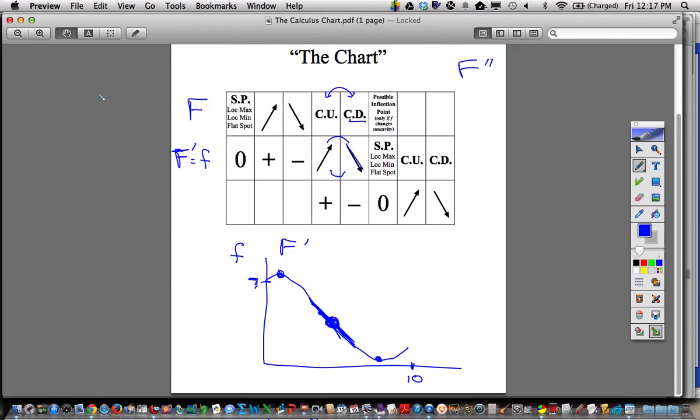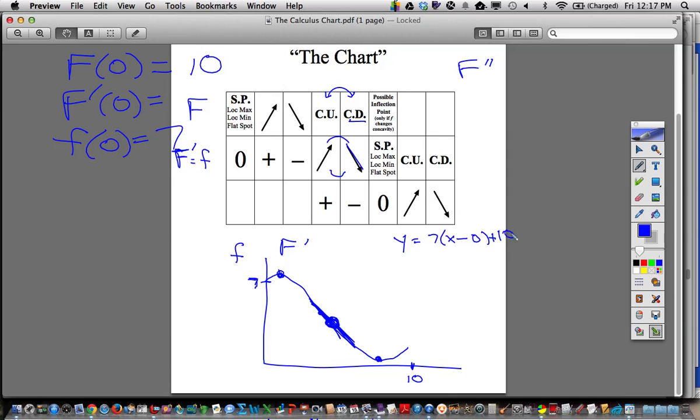Find an equation for the tangent line. Well, the tangent line of f at the point 0, we need the point and we need the slope. So we need big F of 0 and we need big F prime of 0. What's big F of 0? They told us, 10. What's big F prime of 0? That's the same as little f of 0, so you just read off the graph. You go to 0, you read up, it's a 7, and then you've got the equation of your tangent line: y equals 7 times the quantity x minus 0 plus 10. Equation of the tangent line, right? Yes?